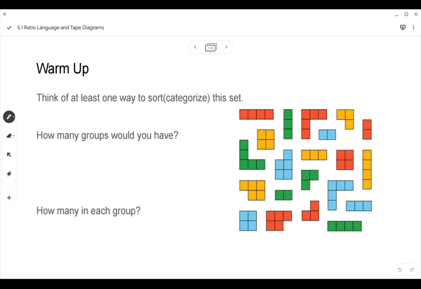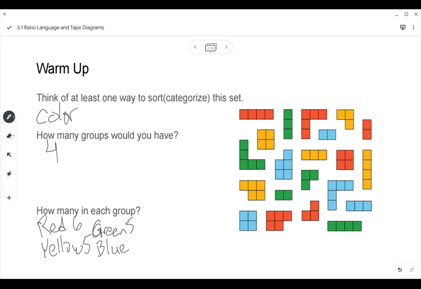For a warm-up, we were looking at this group of blocks and thinking of ways that we could sort or categorize this set of data. In our notes, we wrote the word warm-up and put a box around it, and then we just answered the questions. We didn't write all these words. We could sort it by color. There are 4 groups: reds, yellows, greens, and blues, and there's 6 of these and 5 of the other ones.